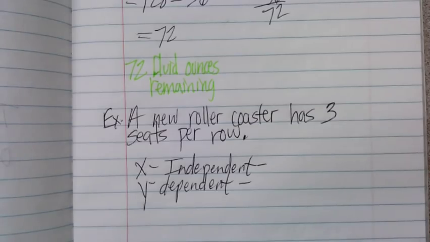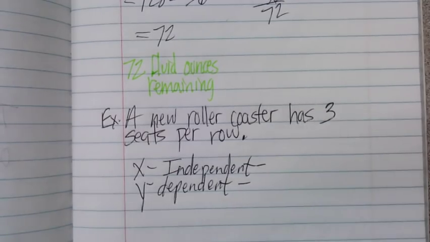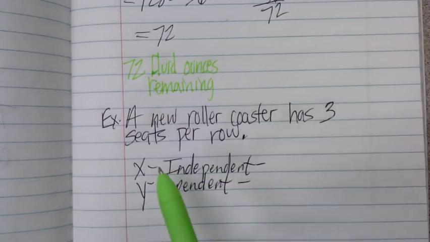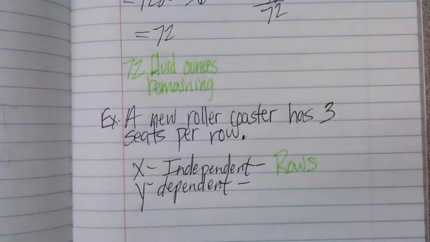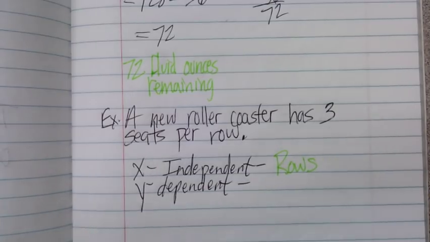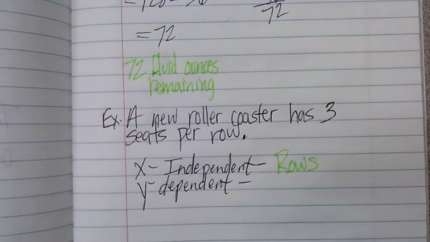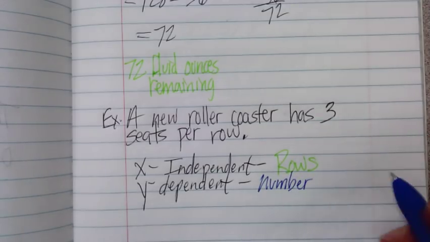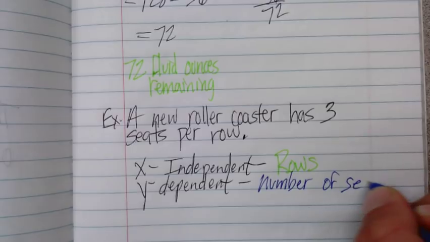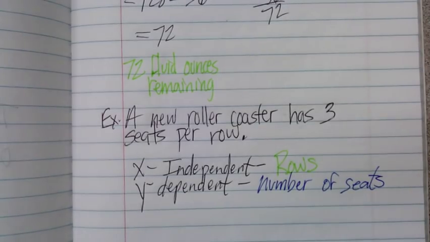So right at the beginning, you look at the problem and think to yourself, what is independent and then what's changing because of the other one. So what would be independent would be the rows, right? Because each one has 3 seats. And then what's dependent is, well, depending on the rows, it's going to tell you the total amount of seats, or the number of seats is dependent. So the number of seats needed depends on the amount of rows that are being filled. You see how that works?